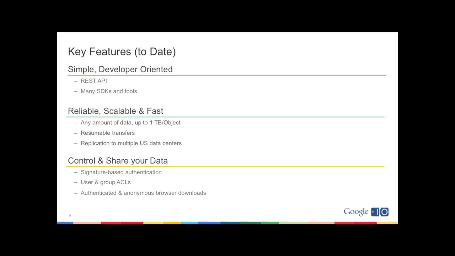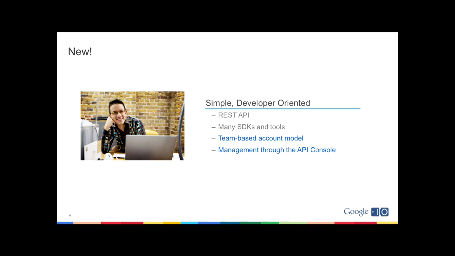Last year at I/O, we introduced into an invitation-only preview a product that was very simple, developer-oriented, scaled well, extremely reliable, very fast, and put you in control of your data and gave you mechanisms to share it. This year, we're taking those 3 themes and deepening our focus in each of those areas. We're focusing more on the developer by moving to a more team-based account model, which maps more naturally to how teams of people work on a product. Along with that, we're moving management of Google Storage over to the Google APIs console, where you manage all your other APIs, so you can manage all the interactions from one common place.